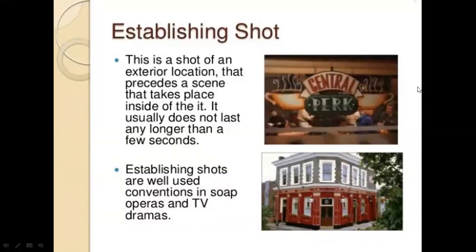Establishing shots are well used conventions in soap operas and TV dramas. Basically, it is a shot in filmmaking or television that sets up the context for the scene ahead, designed to inform the audience where the action will be taking place. It shows the relationship between people and objects and establishes the scene geography.